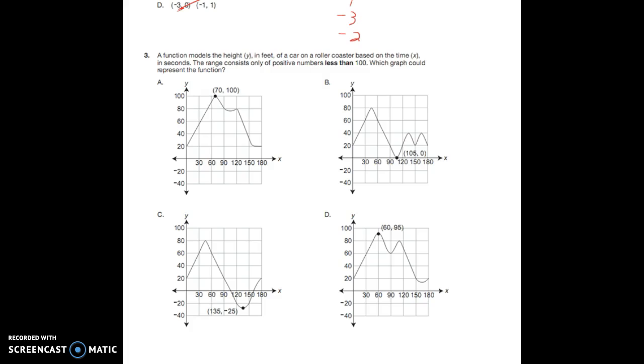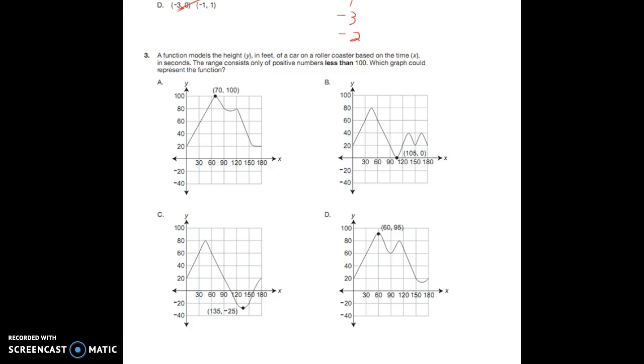let's see, these graphs. A function models the height y in feet of a car on a roller coaster based on the time x in seconds. The range consists only of positive numbers less than 100. Which graph could represent the function? So first of all, we have to make sure that all our y values are positive values less than 100.